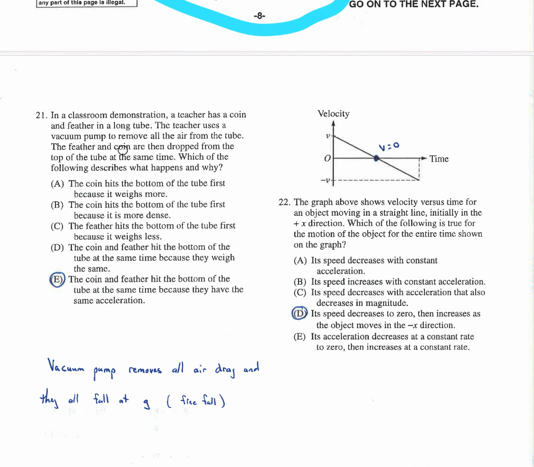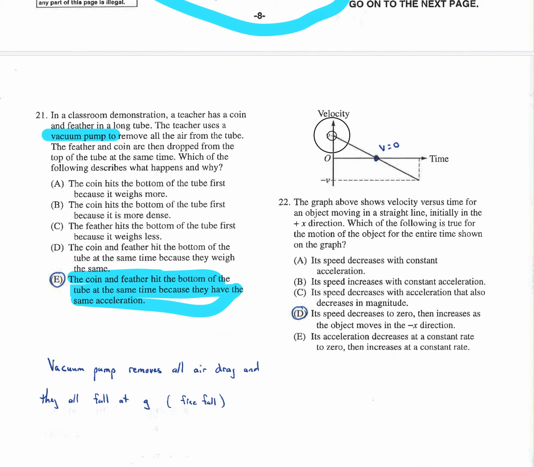This is just a vacuum pump, right? So a vacuum pump means there's no more air resistance. No air resistance, the coin and the feather do the exact same thing because they're falling with the exact same acceleration, exactly g.